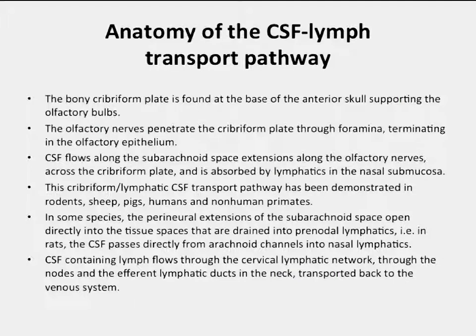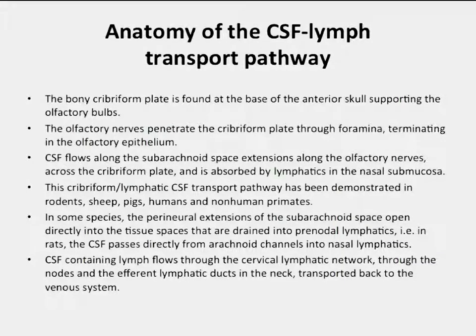It lies right below the cribriform plate, basically in the nasal mucosa. The olfactory nerves penetrate this cribriform plate through holes or foramina, terminating in olfactory epithelium, and CSF flows along that subarachnoid space with those nerves across the cribriform plate and is absorbed by the lymphatic plexus that exists right there in the nasal mucosa. So the nasal mucosal lymphatics pick up a lot of things from your nose, but a substantial amount of its lymph is coming from CSF.